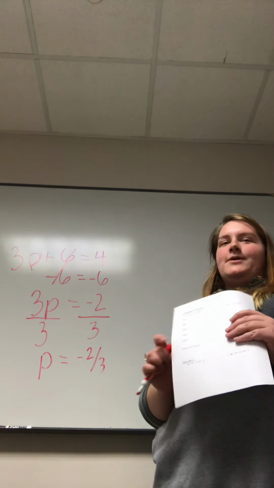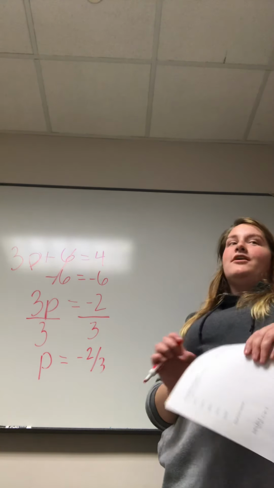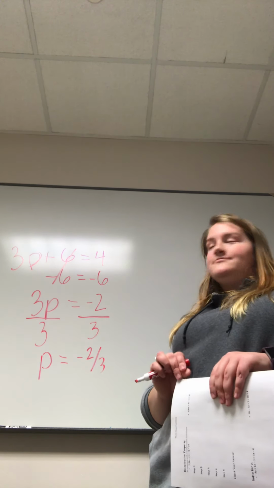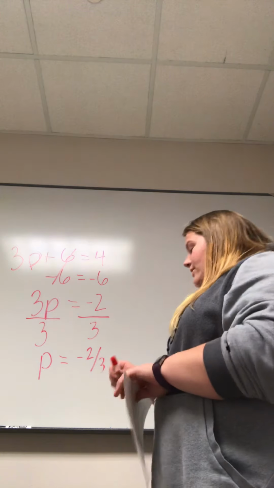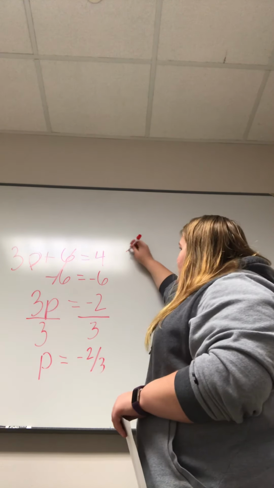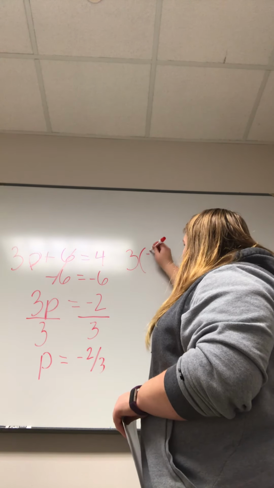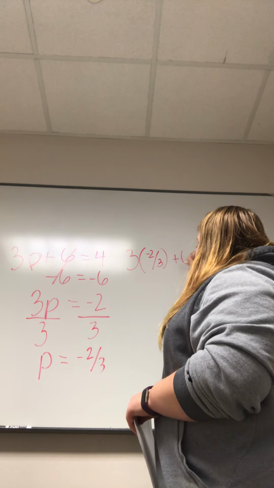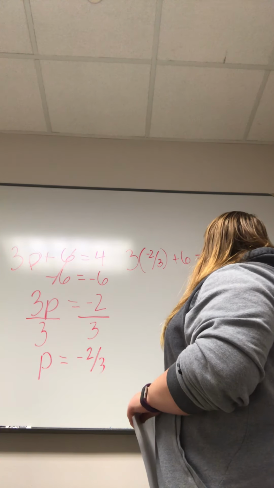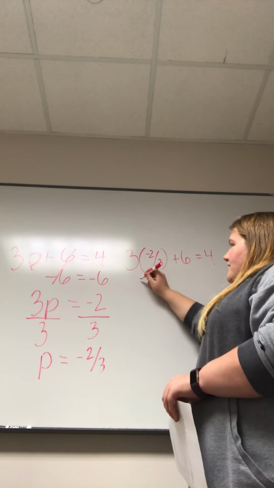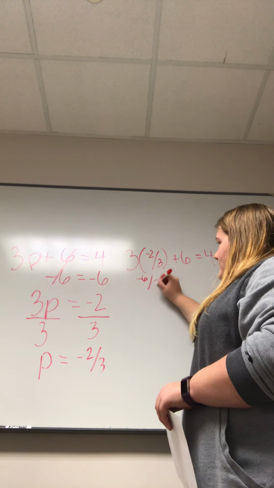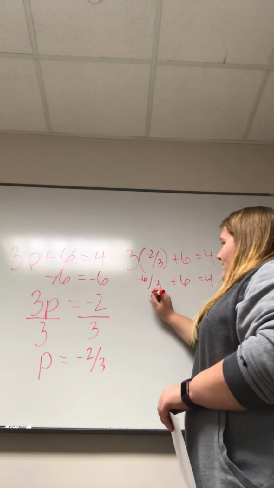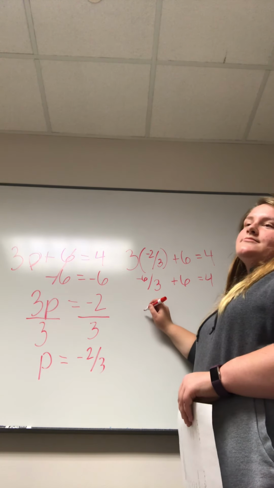Does anyone have any idea how we might check our answer? Plug in what we got for p in the original equation. Okay, so let's try that. So 3 times negative 2 over 3 plus 6 is equal to 4. And then we have negative 6 over 3 plus 6 is equal to 4. And negative 6 over 3 is equal to?